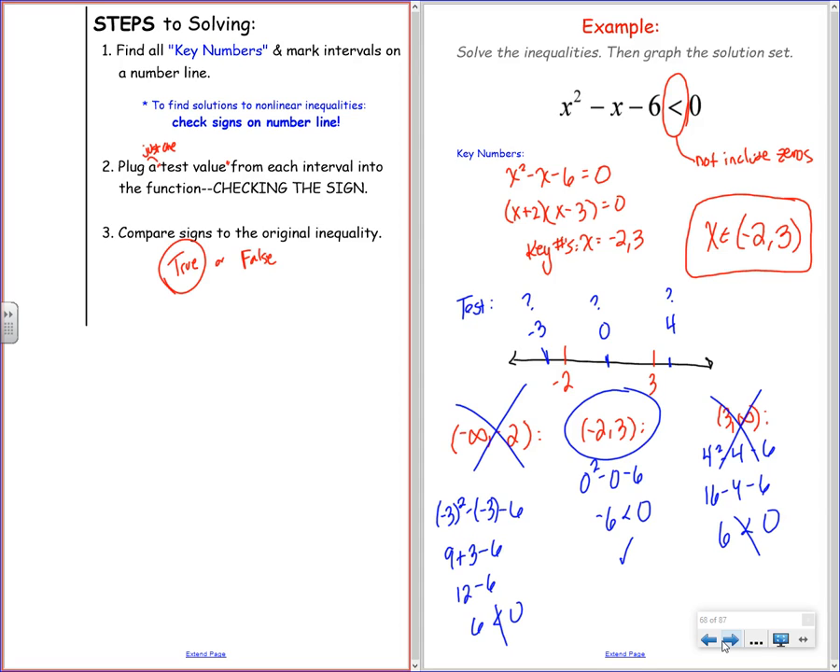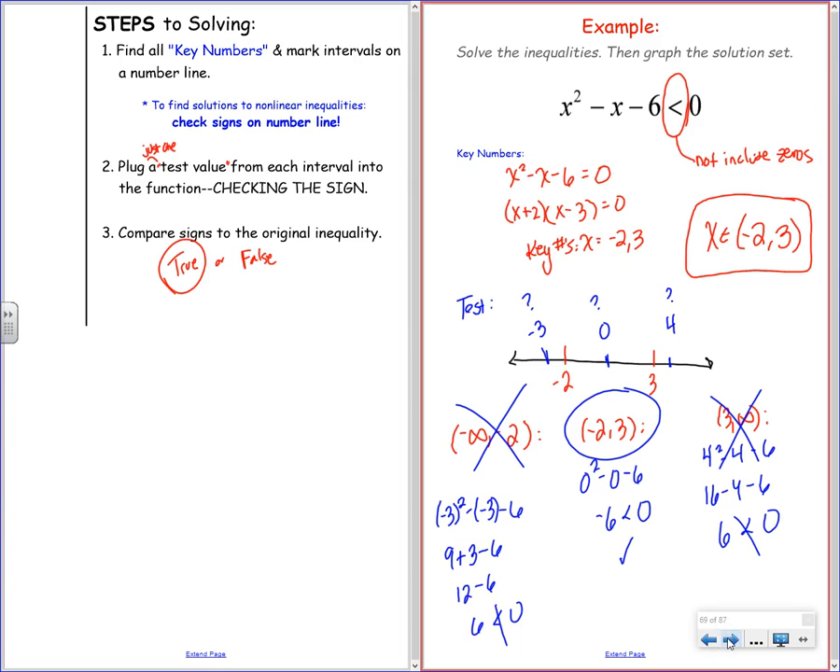And then I asked the question, is 6, which was the final answer when plugging in negative 3, less than 0? And the answer was no, so that's not part of my solution. Negative 6 was less than 0, true, so that whole interval is going to be part of my solution. And then positive 6 was not less than 0, so no. My final answer was just that one interval, negative 2 to 3.